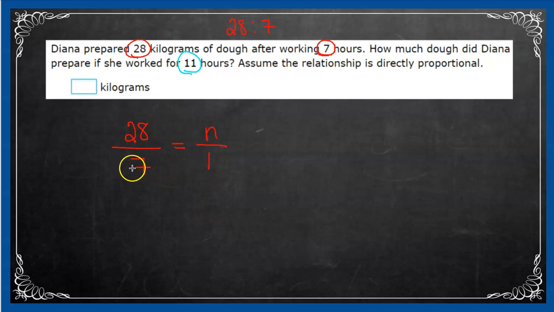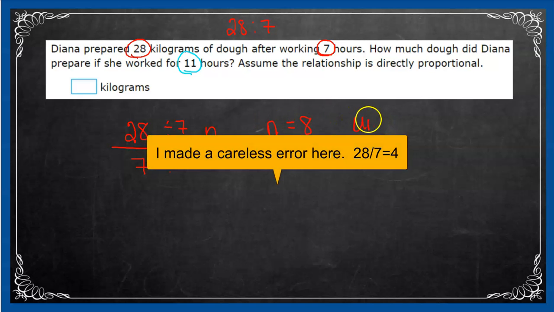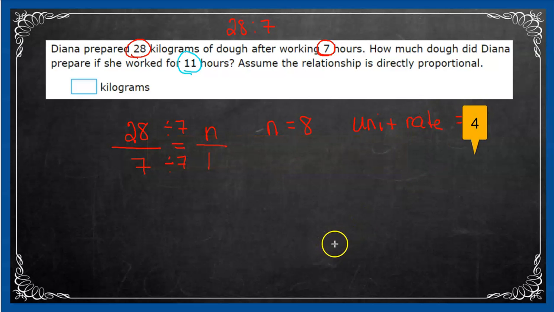So I'm going to look at what I've been given, my 7 and my 1 I've got down here. What do I do to 7 to get 1? Well, I divide it by 7. So in order to get an equivalent fraction here, I need to also divide the numerator by 7. So that would mean that N would equal 8. So my unit rate is 8. Well, that's not what they're asking me for, but it's helpful usually to find the unit rate first. Okay, so if she can prepare 8 kilograms in 1 hour, okay?